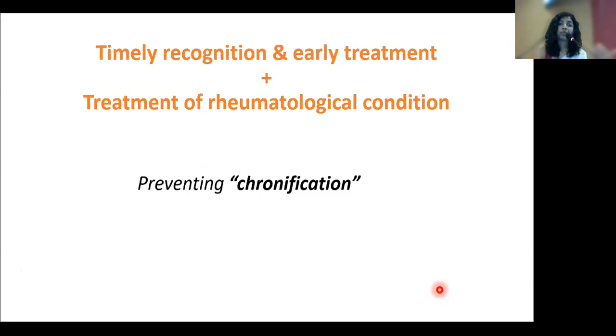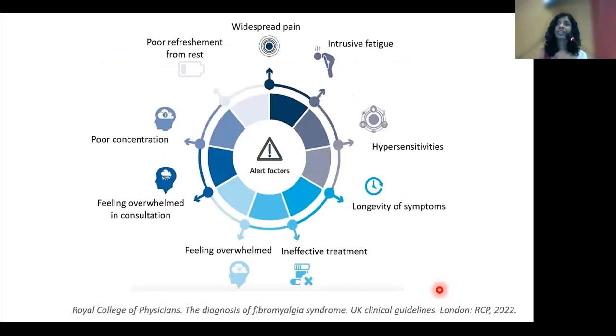So if we recognize them early, if we start treatment early, and if we treat the rheumatological conditions that the patients have, that will essentially stop the down-up neuroplasticity changes that can prevent the chronification of pain. So to do that, you will have to look out for patients who could be having centralized pain.